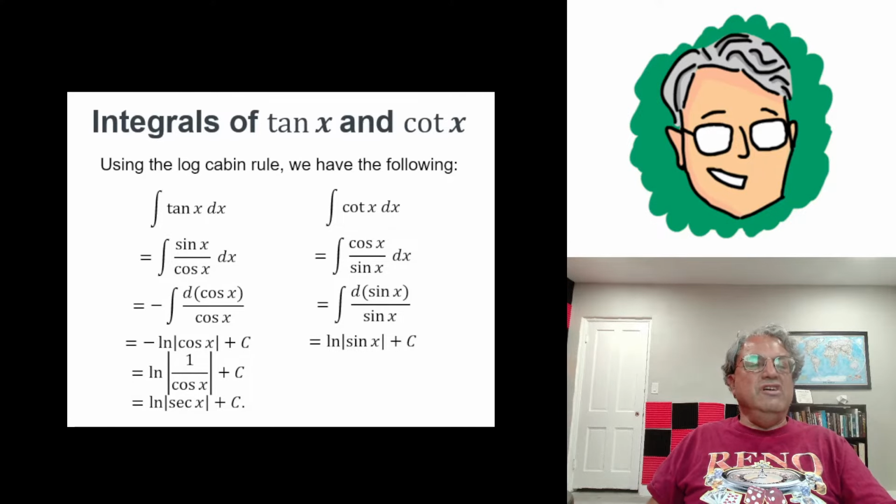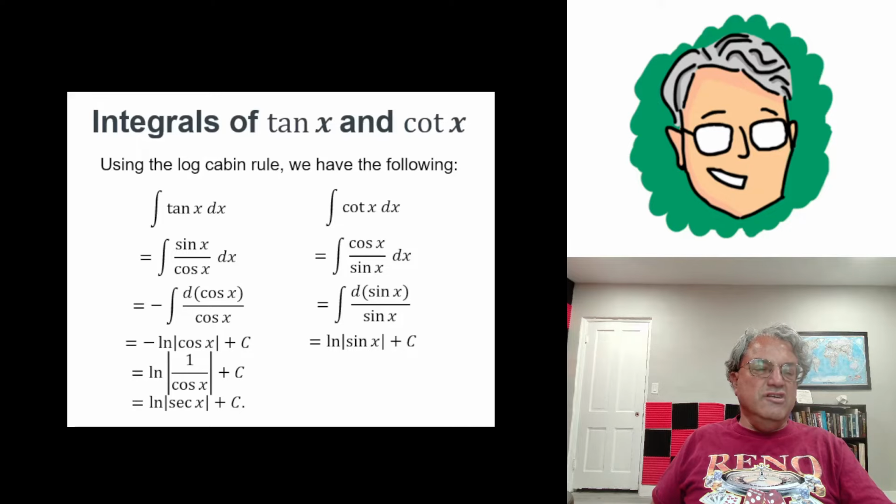So let's apply that rule. We can apply that rule to integrating the tangent and the cotangent. And they're very similar. Whenever you have co-functions, trig functions, sine and cosine, they behave very similarly to each other in terms of differentiation and integration. Let's just look at the tangent first. That's the part on the left.